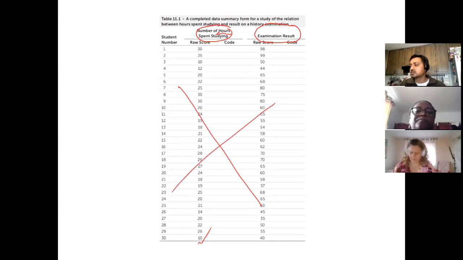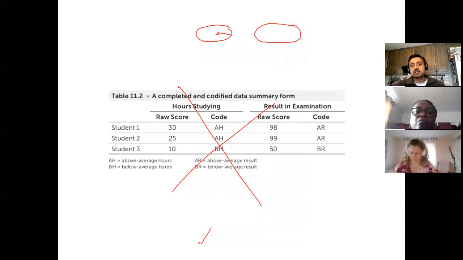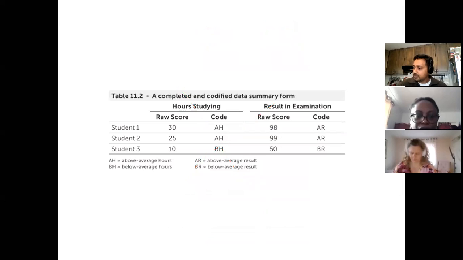So you have a raw data sheet or a data summary sheet. We don't typically use these. We try to summarize or codify, and there's a section in your textbook talking about coding the data. So you code number of hours a certain way. AH is above average hours, BH is below average hours. So you start to create codes for the data, and you start to create codes for the score. Okay.